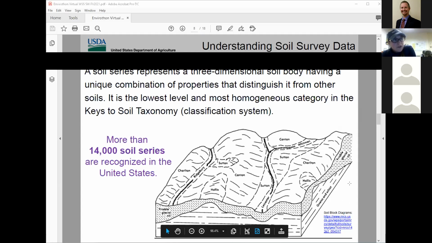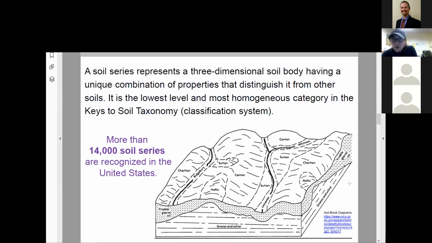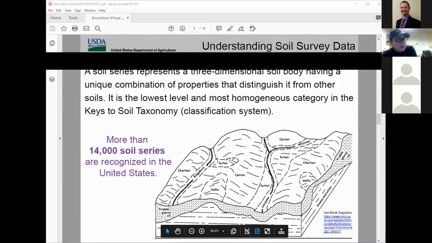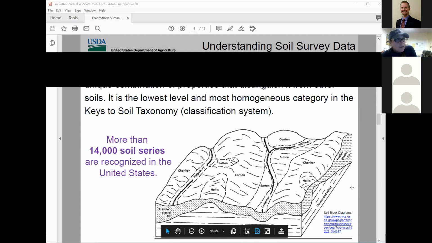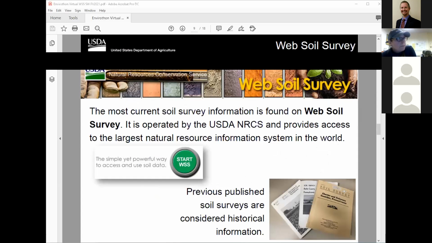So this block diagram isn't showing any change in temperature or precipitation on these landscapes here. They're all in the same climate category.